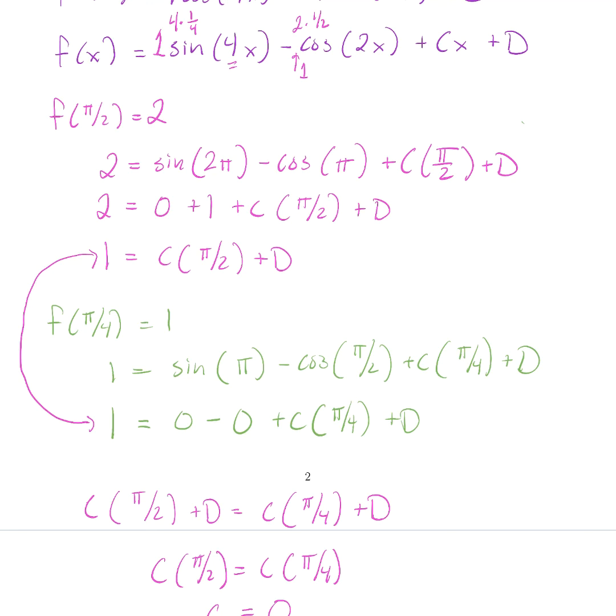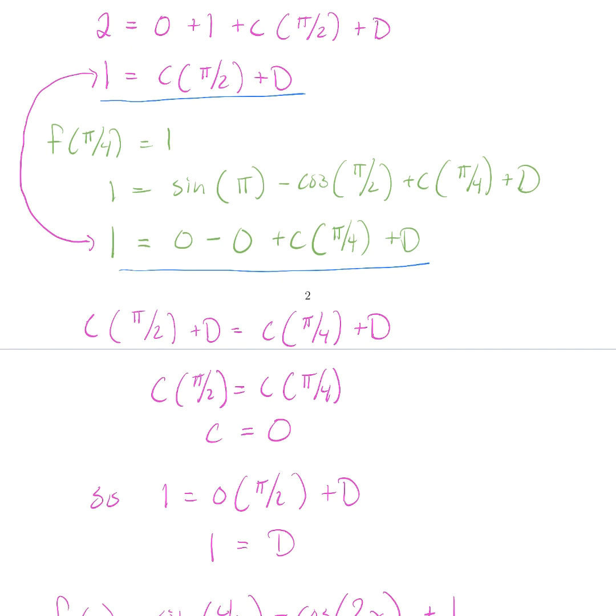So now, let me get a different color. We have that this expression and this expression, they both are equal to 1. So I want to find c and d, so I can set those things equal to each other. When I do that here, I set them equal to each other. I can get rid of the d's from each side. I have c times pi over 2 is equal to c times pi over 4. Well, the only way that this could possibly happen is if c is equal to 0.